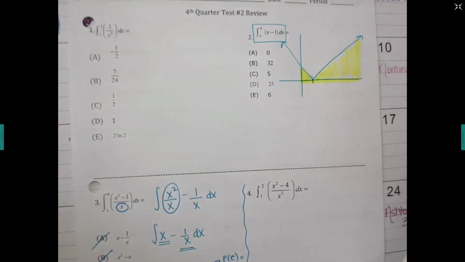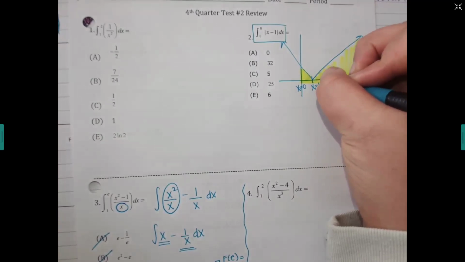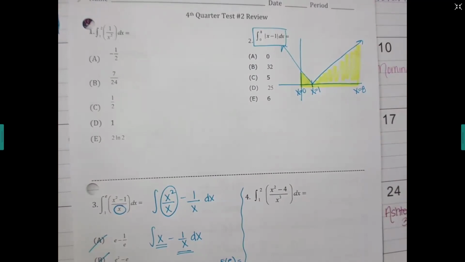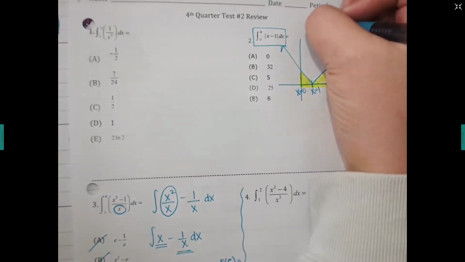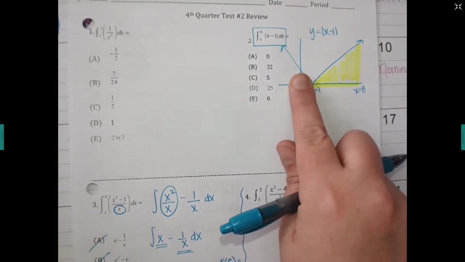So the question is, how much area, this is x equals 0, x equals 1, this is x equals 8. So the question is, how much area did I just shade in? Well, I noticed that they're both triangles, and right now I can already count the bases, but what I'm missing is the height of both those triangles. So remember, if this is an equation, I can find the y value just by plugging in the x to the equation. So if this is y equals absolute value x minus 1, let's just plug 0 into that to see how high it is.